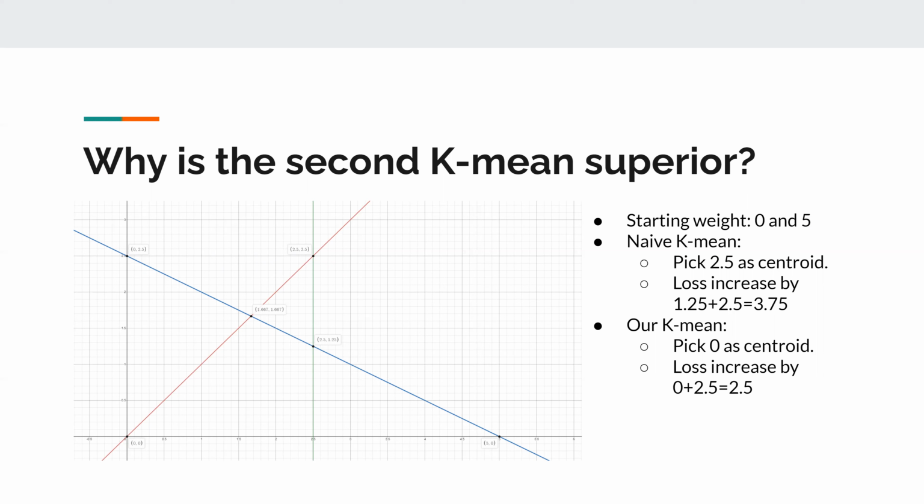Note that naive k-means would automatically pick 2.5 as the centroid. If we replace both weights with this value, the loss of the network is going to increase by 3.75. Our k-means method is going to pick 0 as the centroid, since the absolute value inside our loss function prevented the centroid from going to the negative value. This is going to increase the loss of the network by 2.5, which is a clear improvement from 3.75.